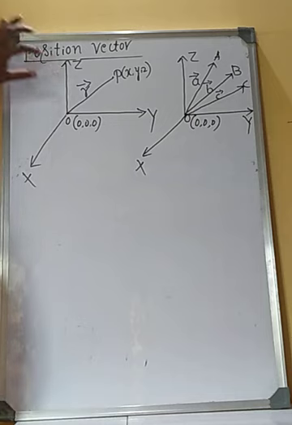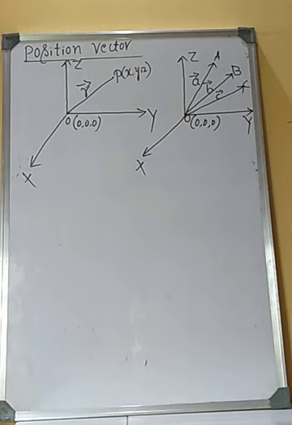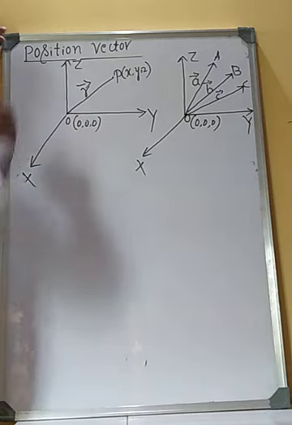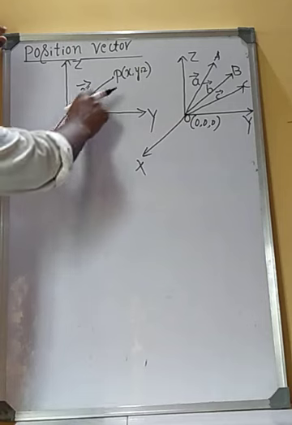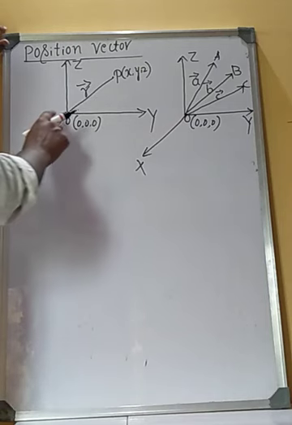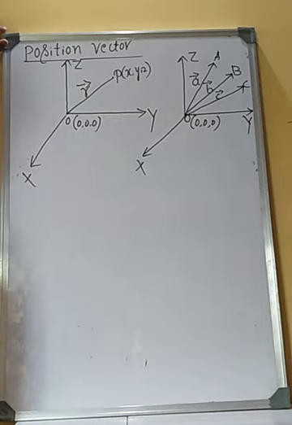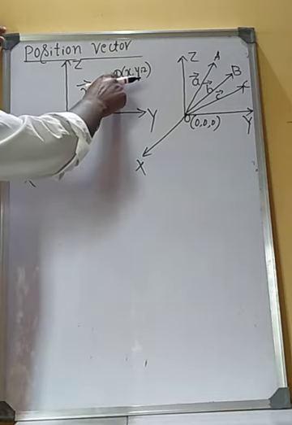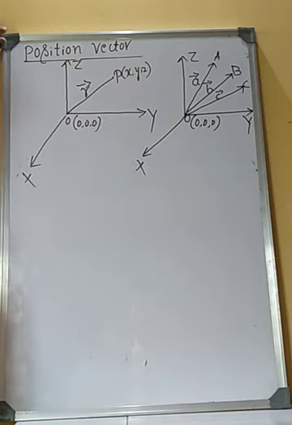So from the figure, the three-dimensional right-handed rectangular coordinate system, consider a point (x, y, z) in space with respect to the origin O. Then the vector OP, having O and P as its initial and terminal points respectively, is called the position vector of point P with respect to origin O.